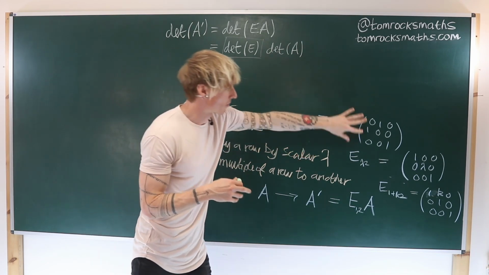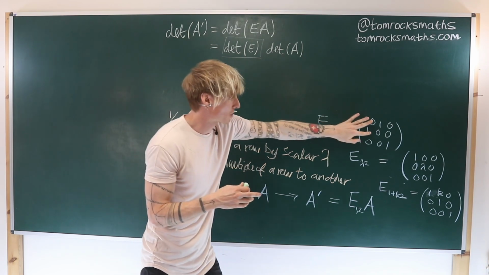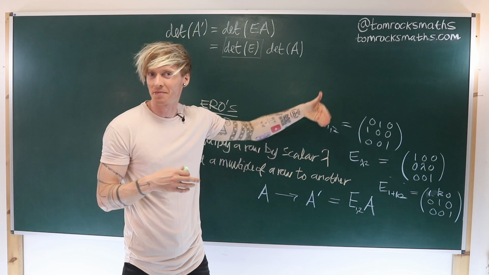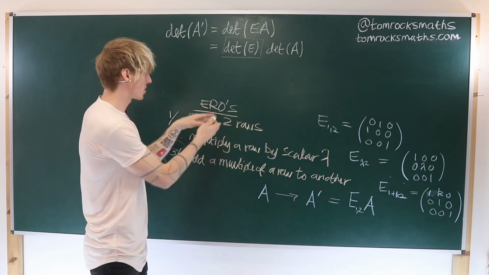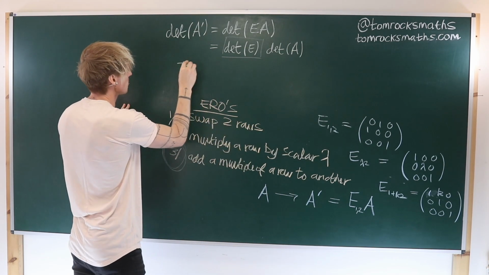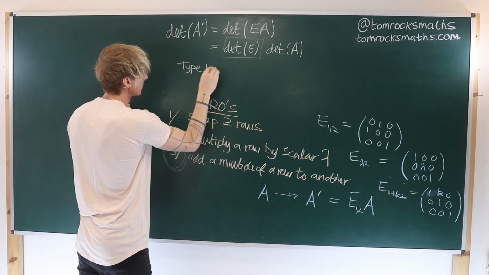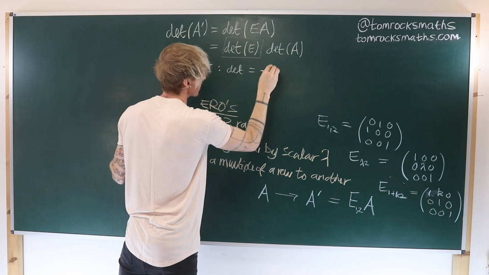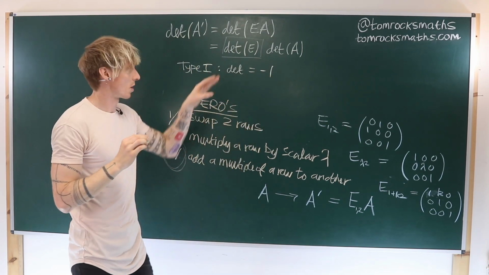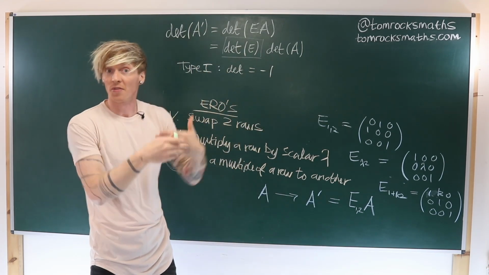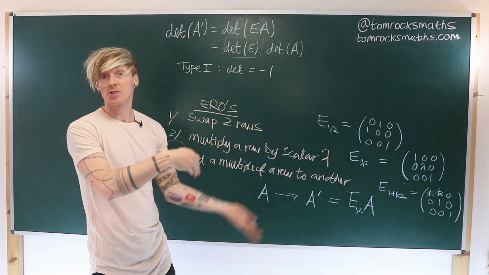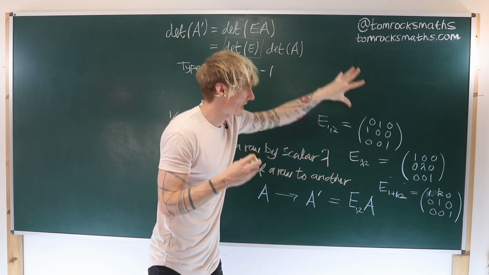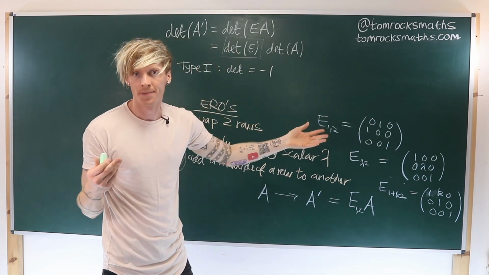So every time we swap a row, for example here we've swapped a single pair, that will introduce a factor of -1. So whenever we swap two rows, for a type 1 ERO, the determinant is simply -1. We've swapped a pair of rows, and we know for any determinant function that introduces a minus to the original determinant. The original determinant of the identity is 1.